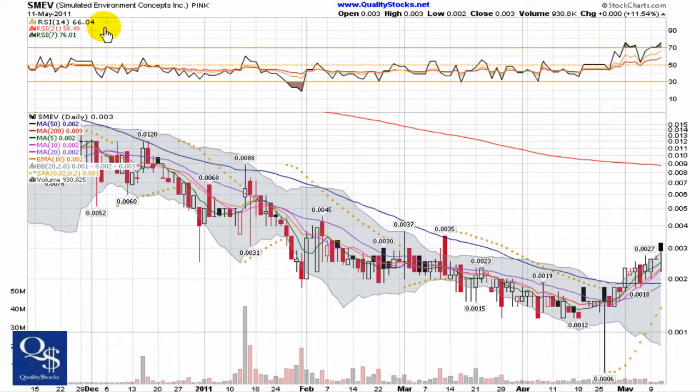Today we're going to take a look at Simulated Energy Concepts. This is a pink sheet listed stock trading under the ticker SMEV. I scaled this into a 6-month chart to get a little bit better look at the turn, and a better look at resistance through here and see what's going on with this.